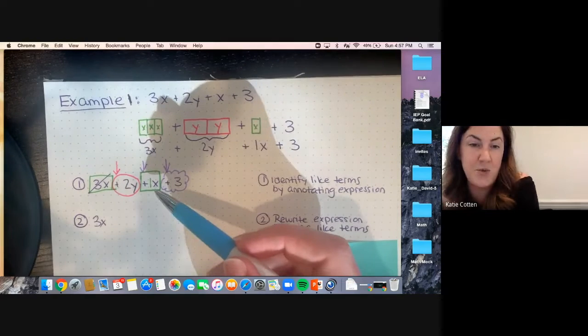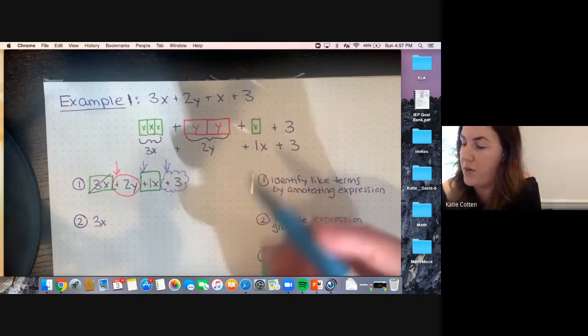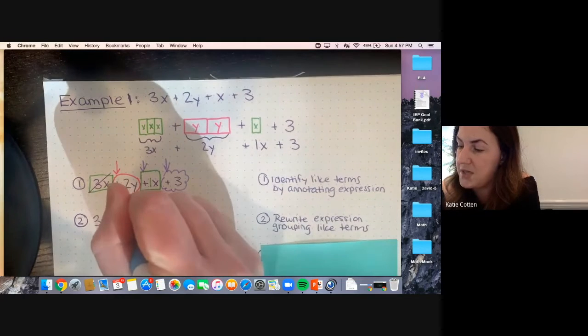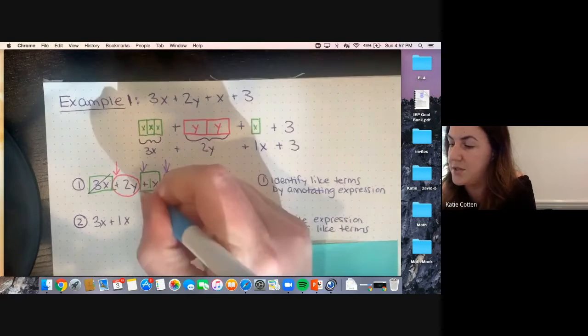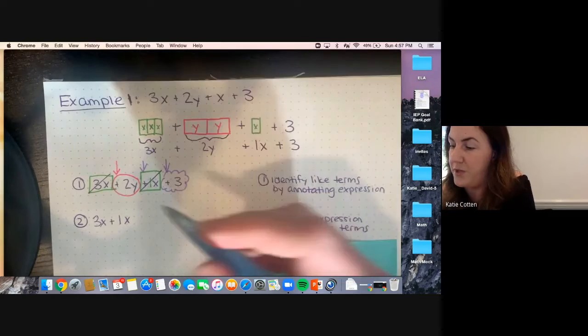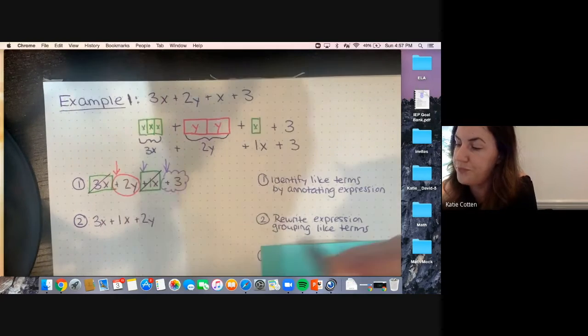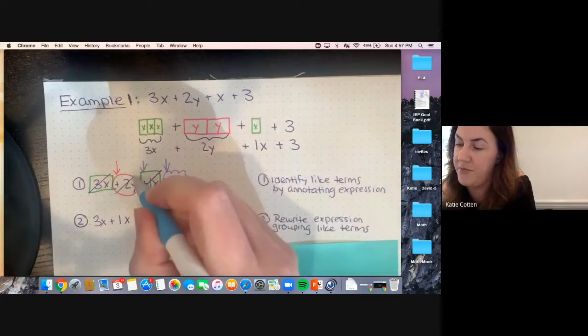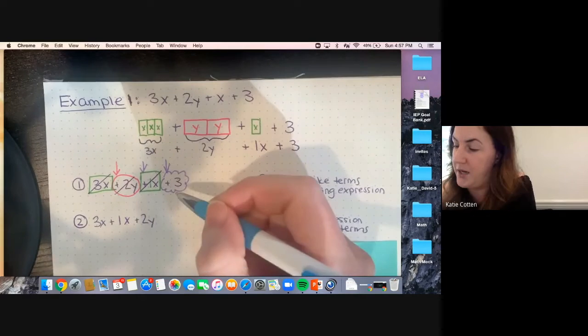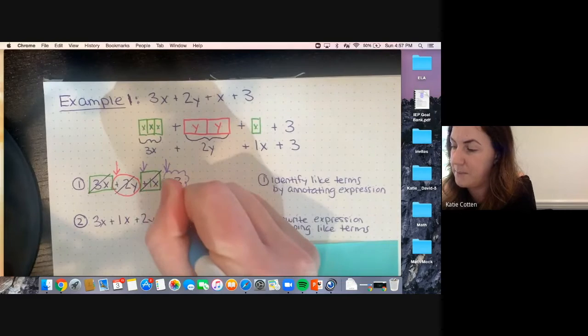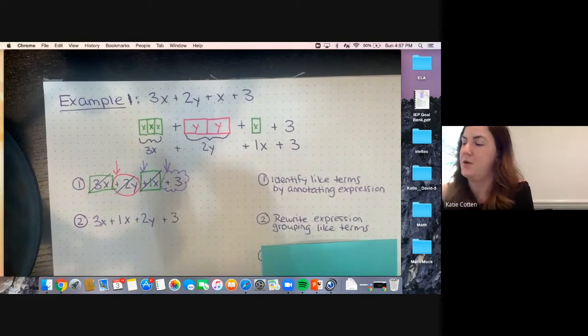So then I know I need to add my next x, so plus 1x. Go ahead and cross it off. Then I'm going to go ahead and add my 2y, cross it off. And then I'm going to go ahead and add my constant, cross it off.